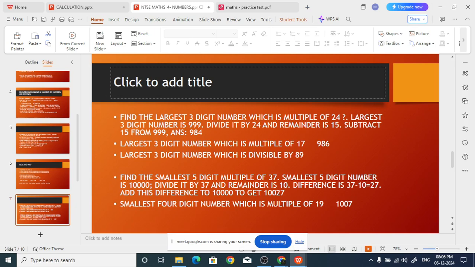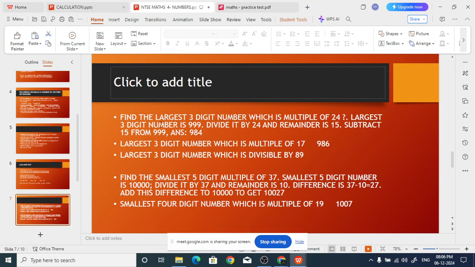Now see. Find the largest three-digit number which is a multiple of 24. Which is the largest three-digit number? Tell me. 999, sir. So we have to find which is the largest number divisible by 24. Now divide 999 by 24, and you are getting a remainder of 15. So you subtract that 15 from 999 and you get 984. So 984 is the largest three-digit number which is a multiple of 24.